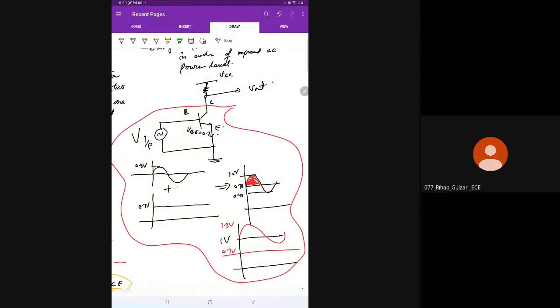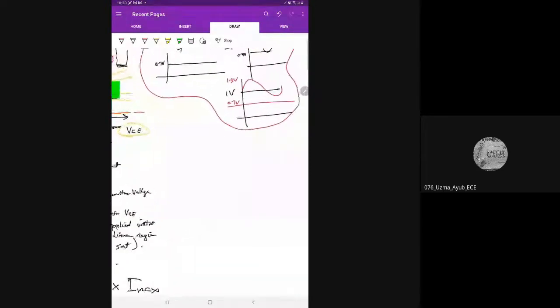रिहा बेटा, आपको समझ में आया ये why do we go for DC biasing? Yes, sir. Yes. What about उस्मा, उस्मा को भी समझ में आया? Yes, sir.